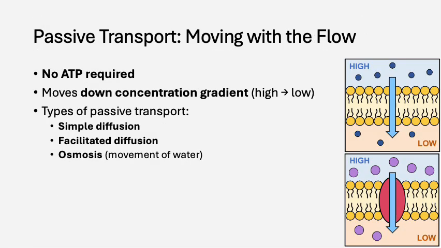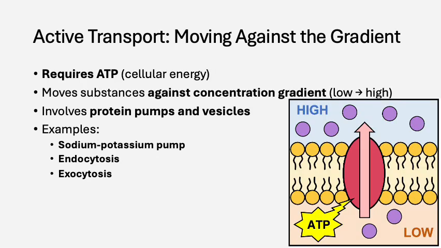Passive transport moves substances down their concentration gradient, from areas of higher concentration to lower concentration, without the use of ATP. This process includes simple diffusion, facilitated diffusion through membrane proteins, and osmosis, which specifically refers to the movement of water. Passive transport is driven by natural molecular motion and plays a major role in maintaining equilibrium between the cell and its environment. Active transport allows cells to move substances in directions that passive transport cannot.